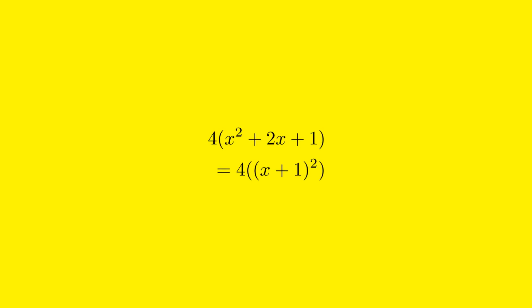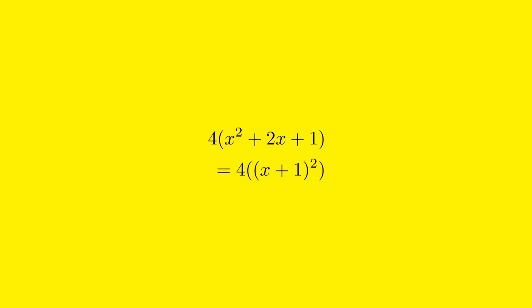Now that we have factored out the greatest common factor, we are left with 4 times the quantity x squared plus 2x plus 1. Next, we look to see if the quadratic expression inside this quantity can be factored further. Upon closer inspection, x squared plus 2x plus 1 is a perfect square trinomial. This means it can be rewritten as the square of a binomial. Specifically, x squared plus 2x plus 1 can be factored into the quantity x plus 1 squared.